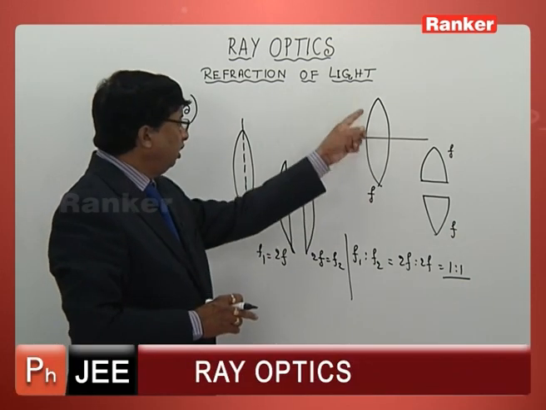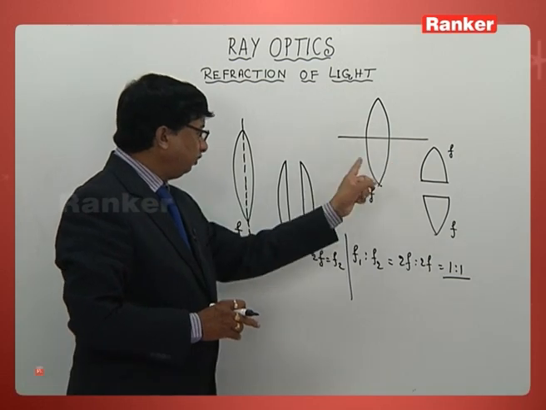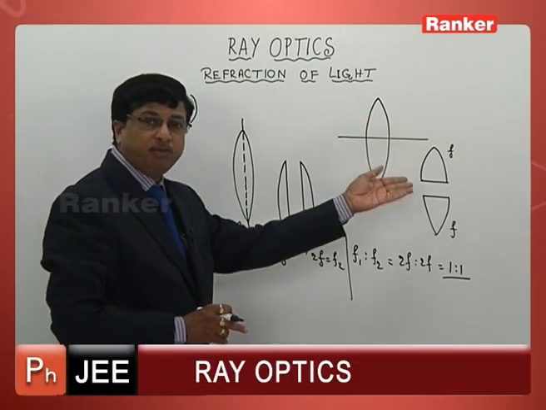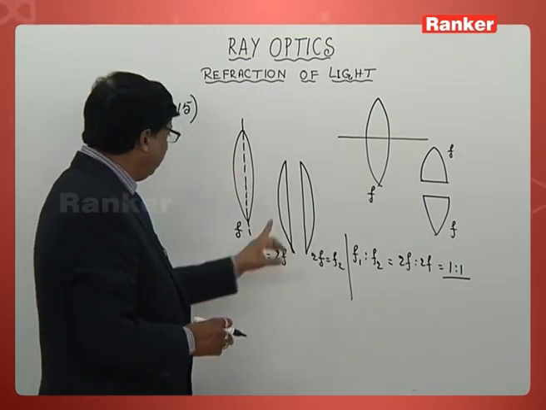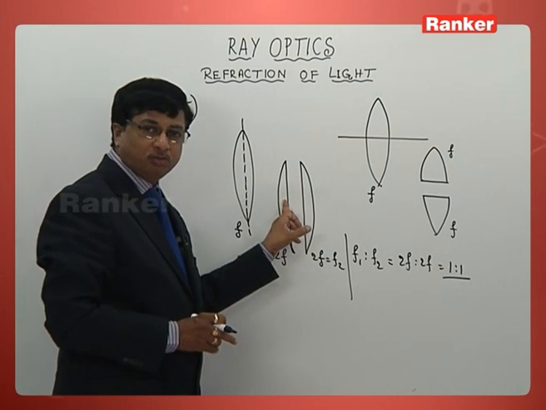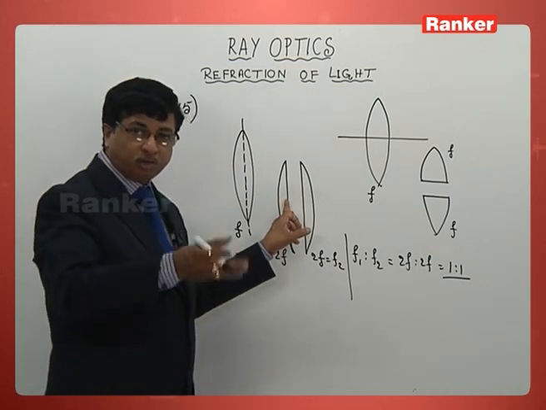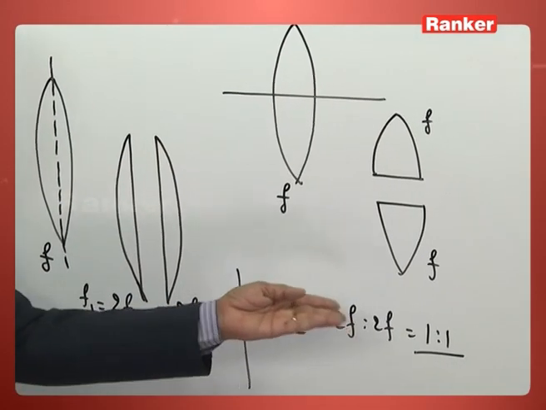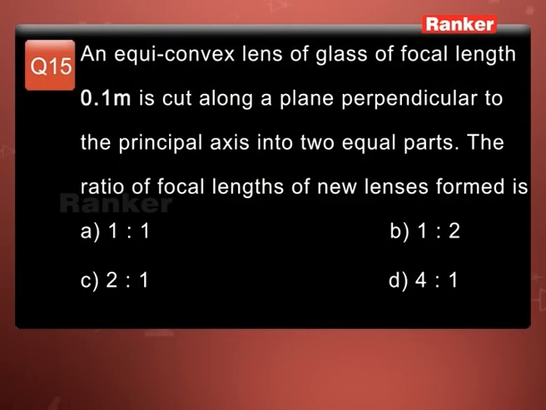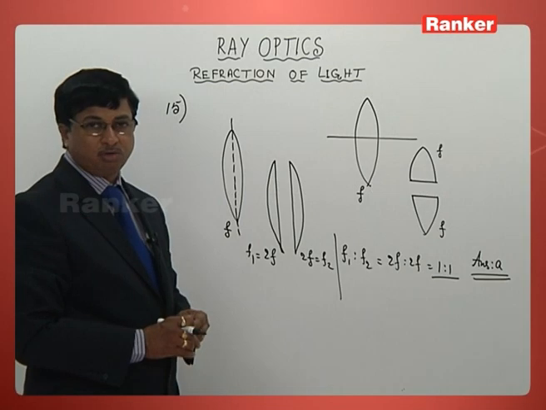If you cut like this, the focal length of the original lens and the lenses thereby formed are both going to be equal. Whereas when you cut it this way, each plano-convex lens will have double the focal length of the original lens. So 2f and 2f, that ratio he is asking is 1 is to 1, which of course is given as the very first option in the problem. So the correct option for problem number 15 is simply 1 is to 1, what we have to remember.